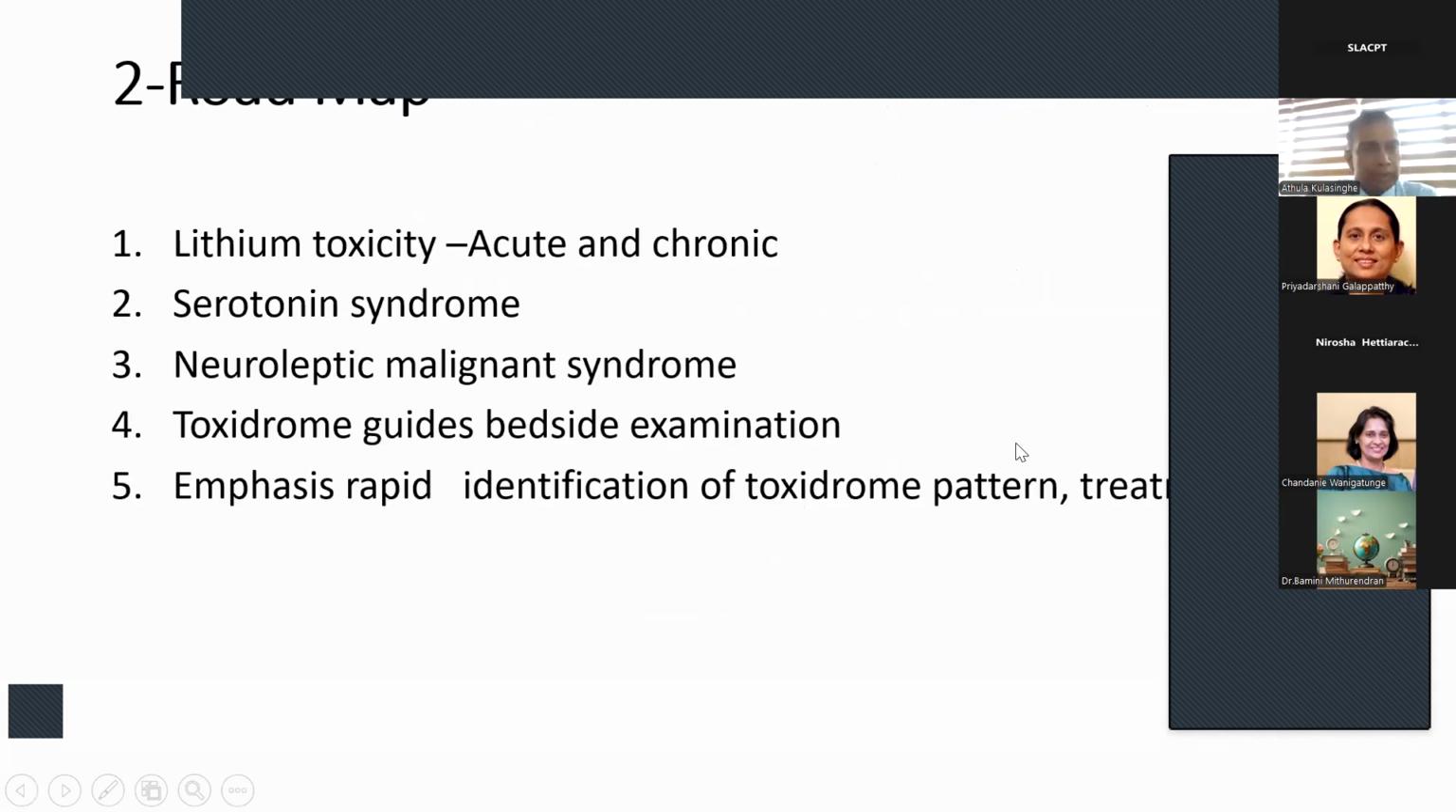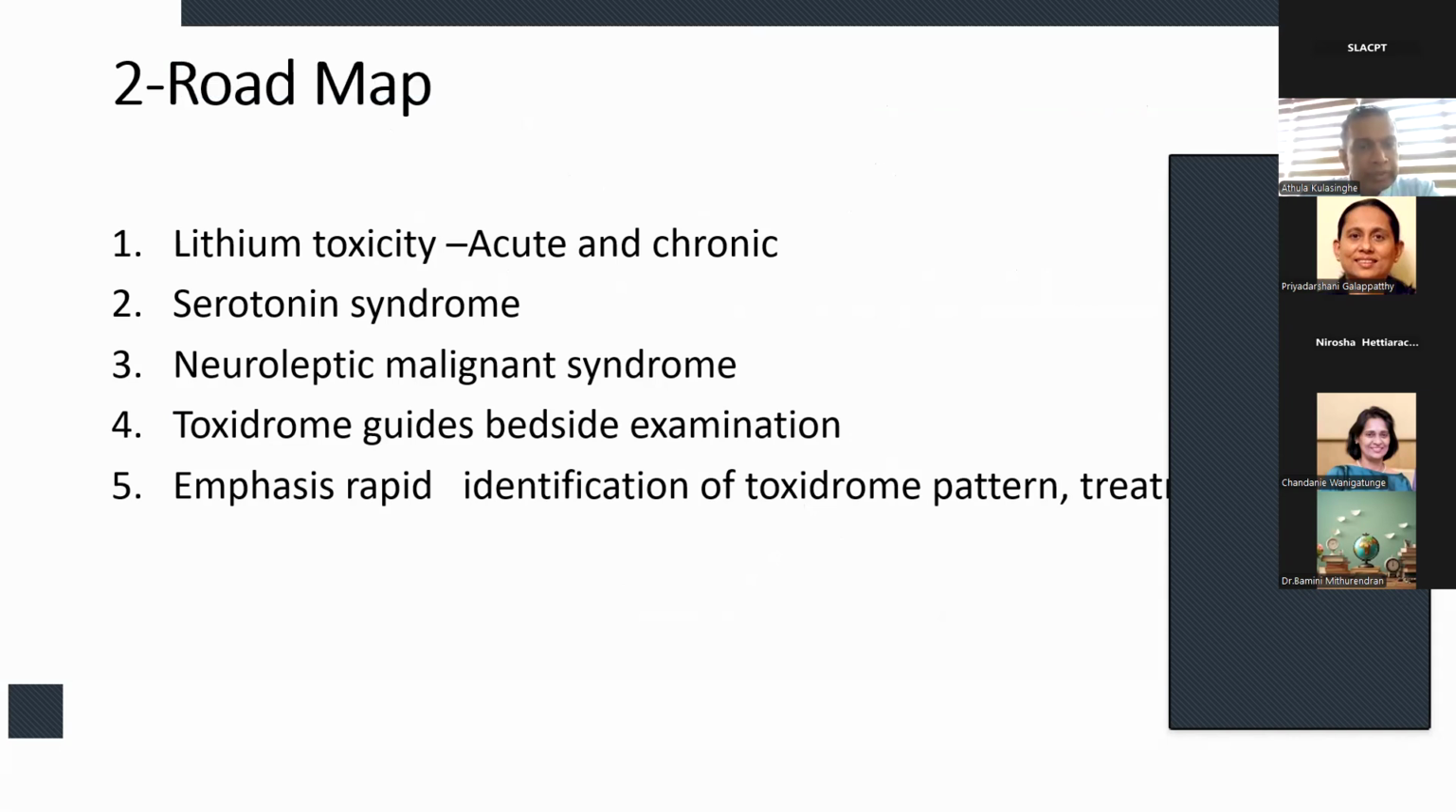Okay, starting with the roadmap of this mini discussion. I'm going to discuss lithium toxicity, acute and chronic, in this division. The second one will be serotonin syndrome. SSRIs are commonly used drugs now, so serotonin syndrome detection and early treatment is very important. And on some occasions, lithium toxicity plus serotonin syndrome can appear in the same patient.